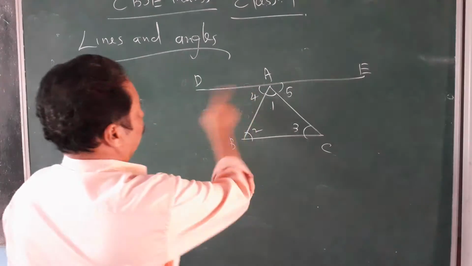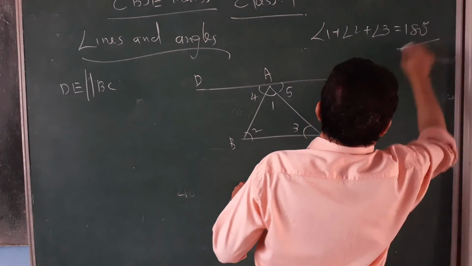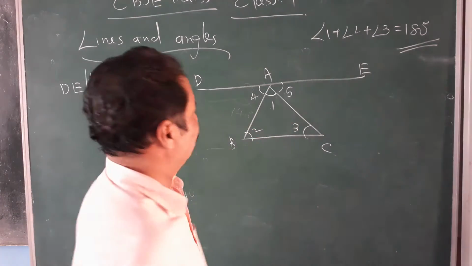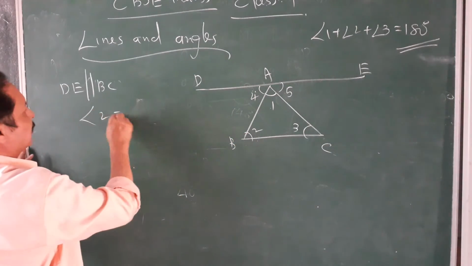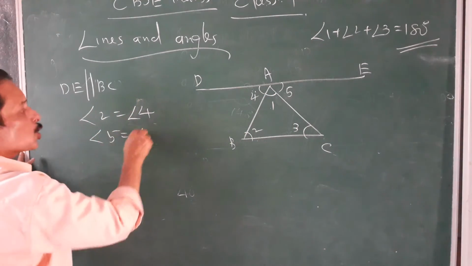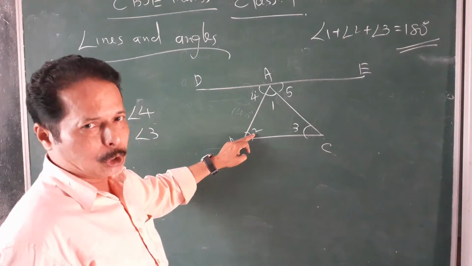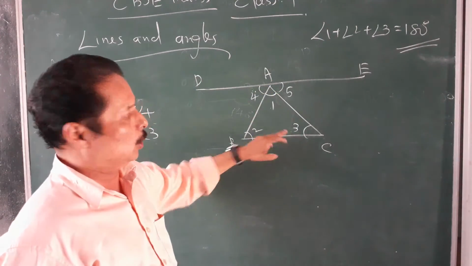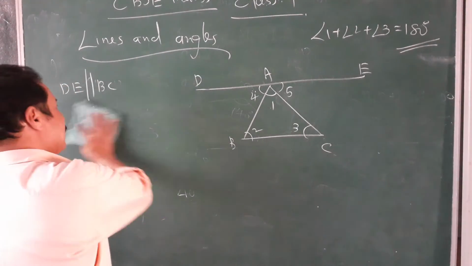Are you ready? We want to prove angle 1 plus angle 2 plus angle 3 equals 180 degrees. This is the angle sum property of a triangle. Now, DE is parallel to BC, so angles 2 and 4 are alternate interior angles and they are equal. Similarly, 5 and 3 are also alternate interior angles, and they are also equal. Angle 4 equals angle 2, angle 5 equals angle 3. You write in brackets, alternate interior angles are equal.